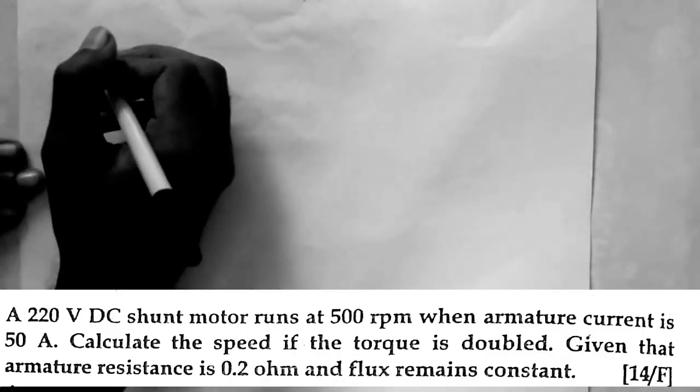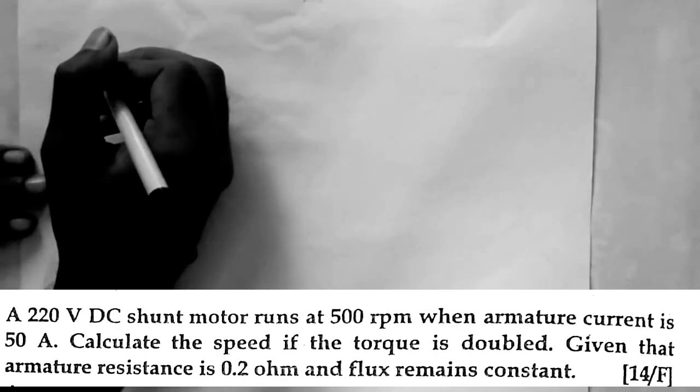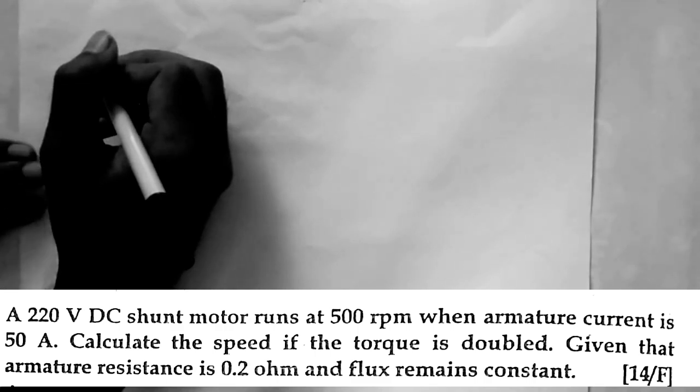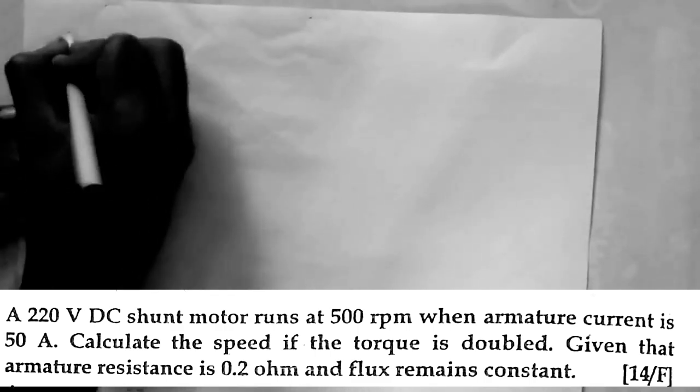So on the screen you can see a question. A 220 volt DC shunt motor runs at 500 rpm when armature current is 50 ampere. Calculate the speed if the torque is doubled, given that the armature resistance is 0.2 ohm and flux remains constant. So let's solve this.